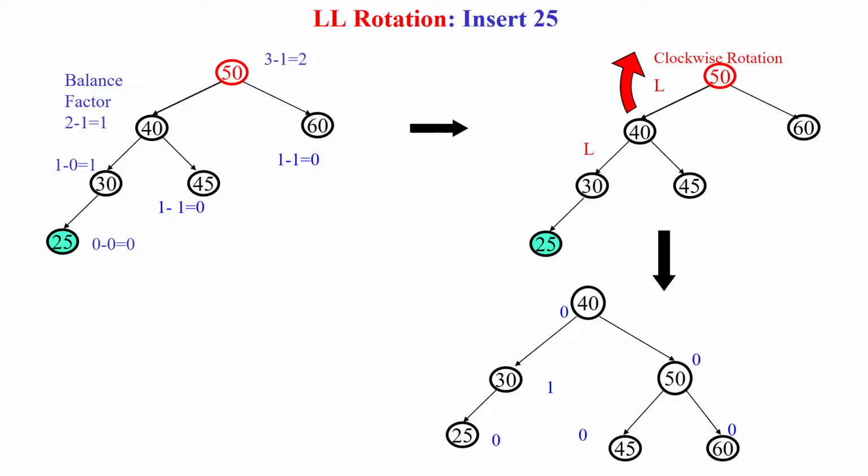Hi, welcome to AVL tree insertion operation. In this example, we are going to discuss single rotation LL. Here, the list of nodes is given: 50, then 40, then 60, then 30, 45, and 25.